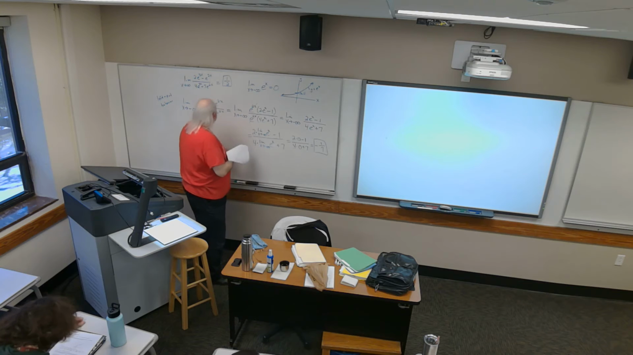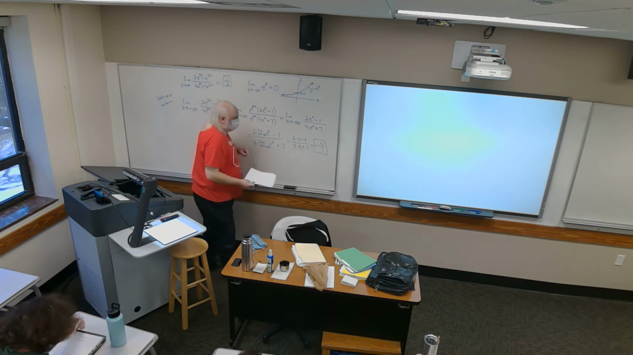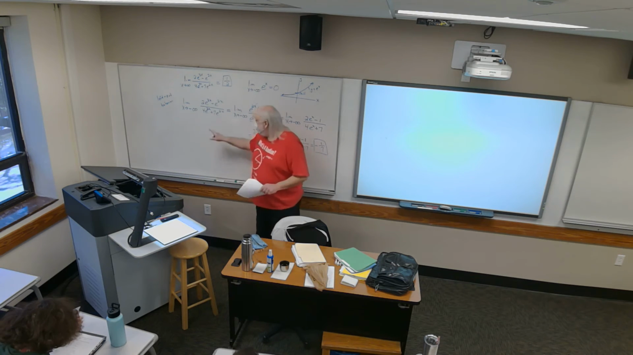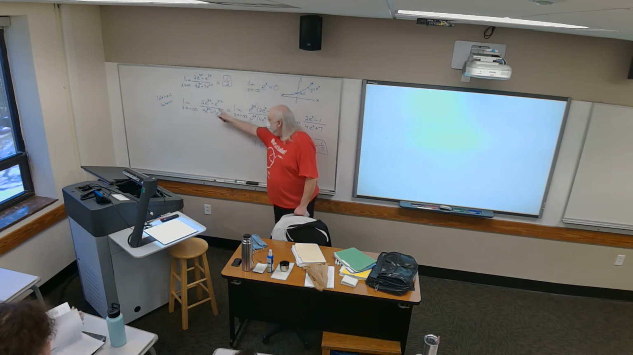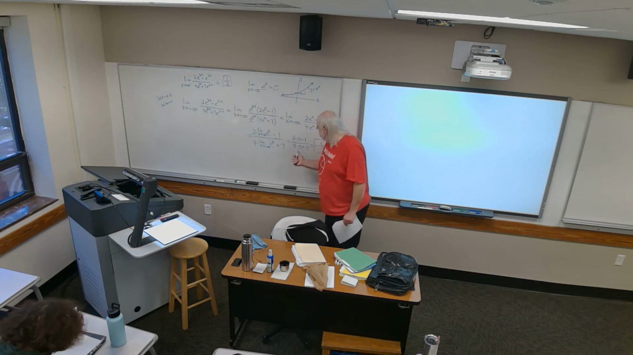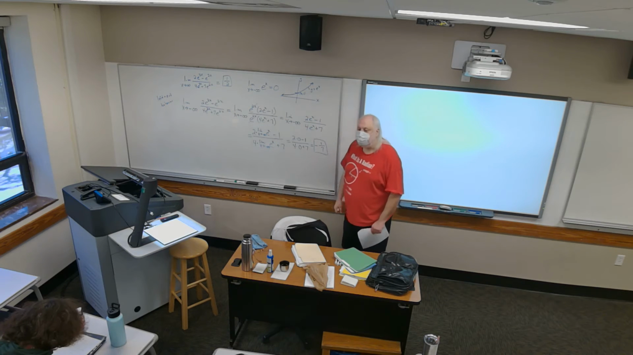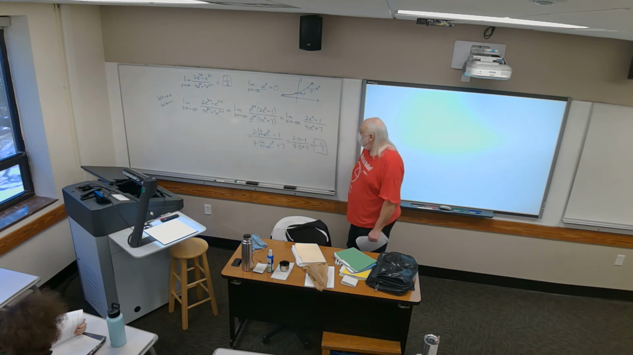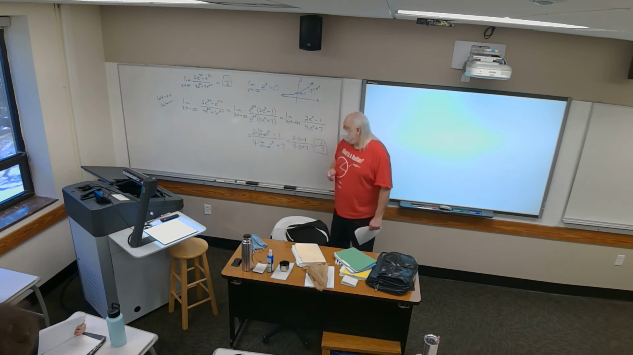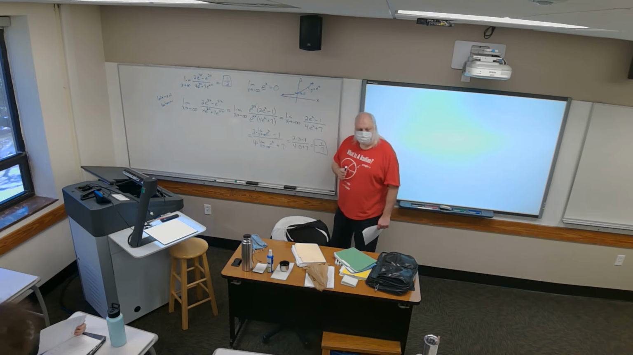So as x decreases without bounds, the value of this function approaches the number minus 1/7. And so does the graph of this function have a horizontal asymptote on the left end? Yes. What's the equation of the horizontal asymptote? Y equals minus 1/7, right?